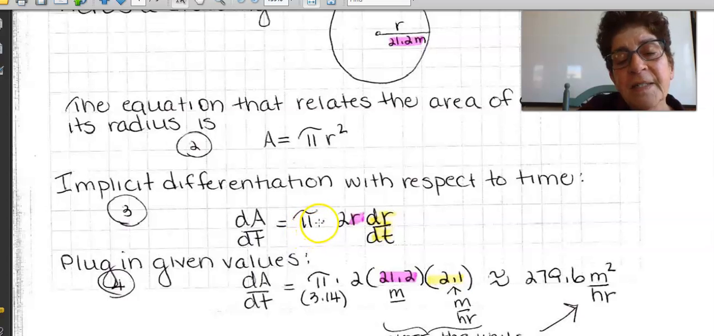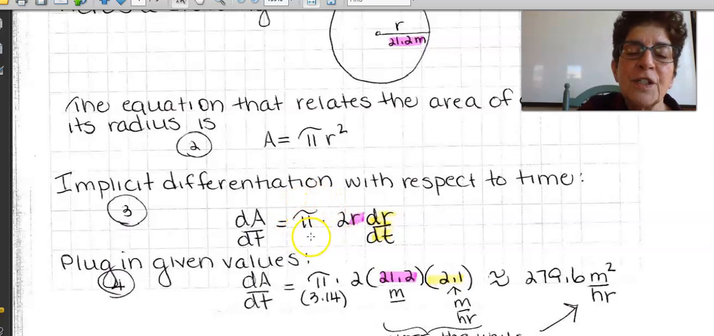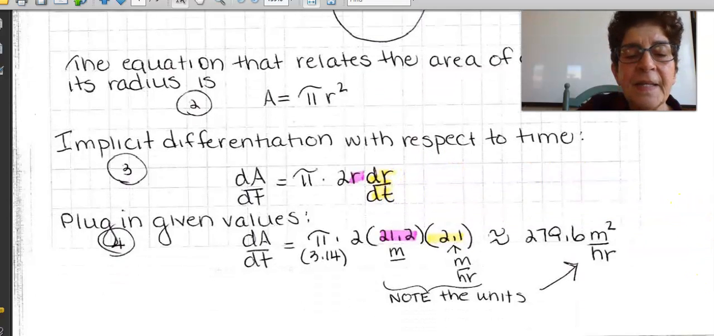Pi is just a constant. It's like a coefficient in this equation. So I'm just going to pull it through. Okay? And then I'm going to differentiate r squared with respect to time. So the derivative of the outer function r squared gives me 2r. And the derivative of the inner function gives me dr/dt. All that's left to do is to plug in the given values.